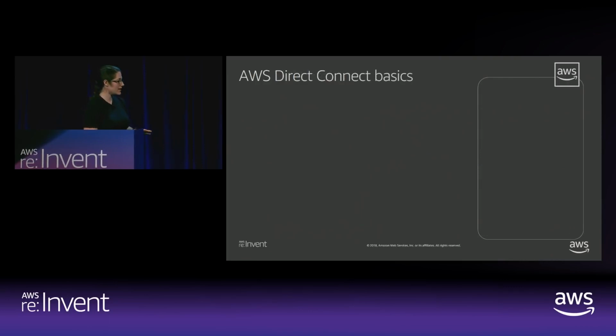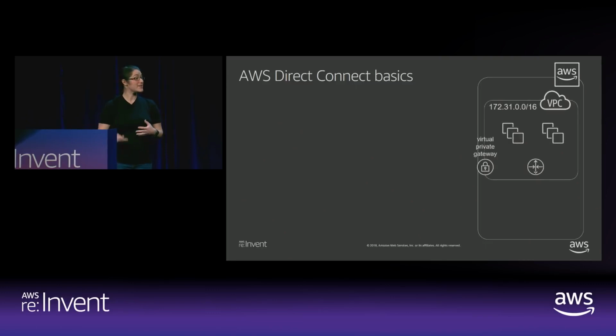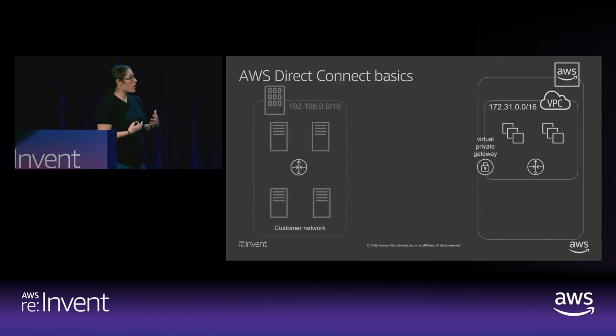So Direct Connect, there's a little bit more going on here, so we're going to introduce the pieces one at a time. So we've got the AWS network. And in AWS, you're running your VPC, and you've got your virtual private gateway, the same kind of setup that we had for the VPN. And then you've got your on-premise network. You've got your own networking devices and so on.